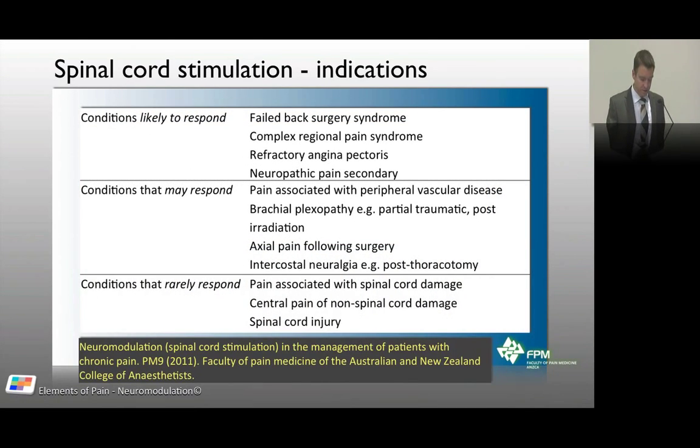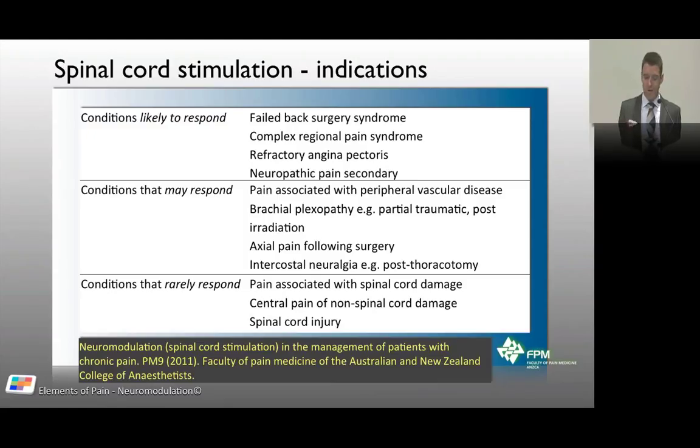I quite like this group of indications for spinal cord stimulators, published by the Faculty of Pain Medicine of the Australian and New Zealand College of Anaesthetists. Conditions likely to respond, conditions that may respond, and conditions that rarely respond. So it puts into your mind a whole other group of conditions. And the ones likely to respond are the ones we've talked about already, the classic ones: failed back, complex regional pain syndrome, refractory angina, and neuropathic pain.